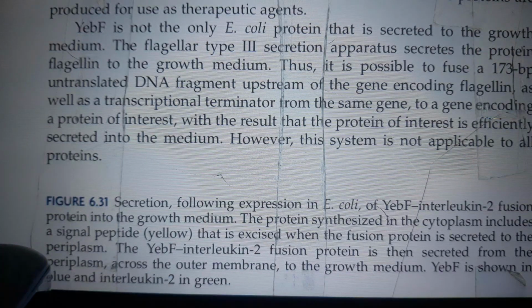YEBF is not the only E. coli protein that is secreted into the growth medium. The flagellar type 3 secretion apparatus secretes the protein flagellin to the growth medium. Thus, it is possible to fuse a 173 base pair translated DNA fragment upstream of the gene encoding flagellin, as well as the transcriptional terminator from the same gene, to a gene encoding a protein of interest, with the result that the protein of interest is efficiently secreted into the medium. However, this system is not applicable to all proteins.